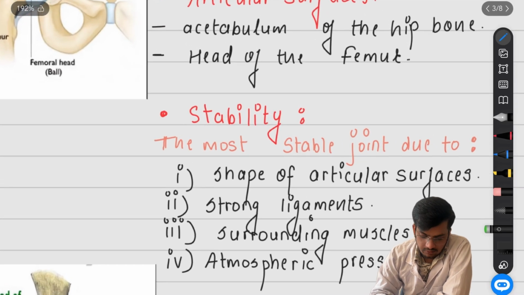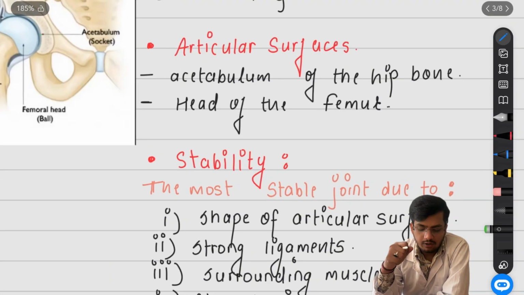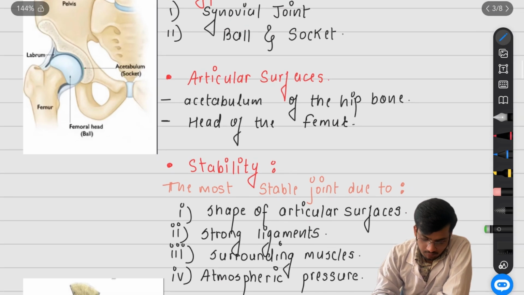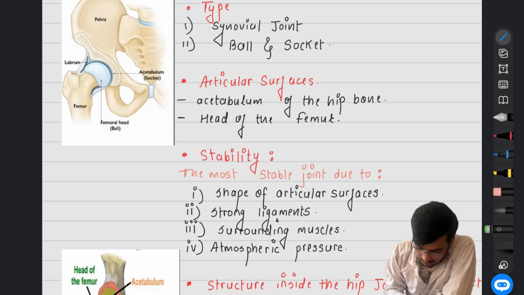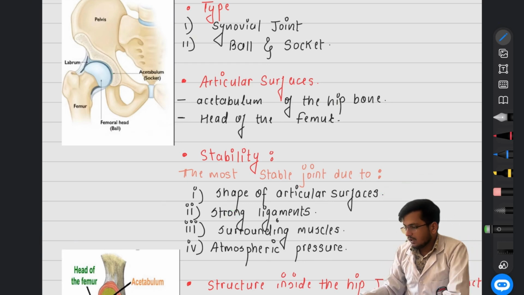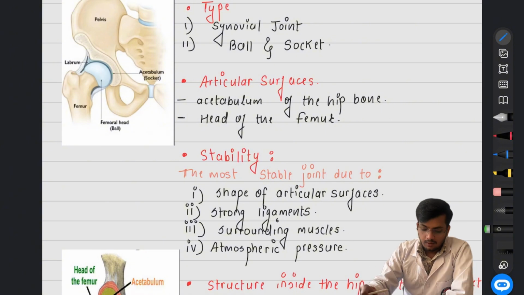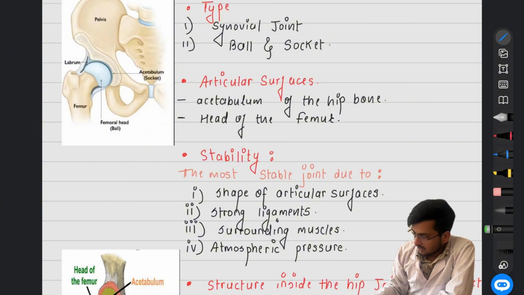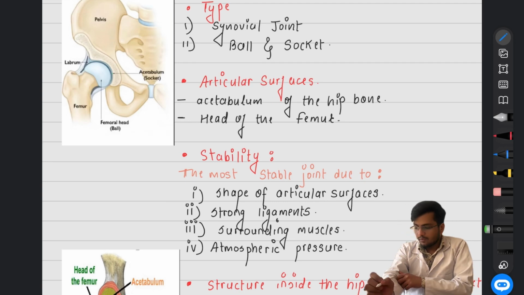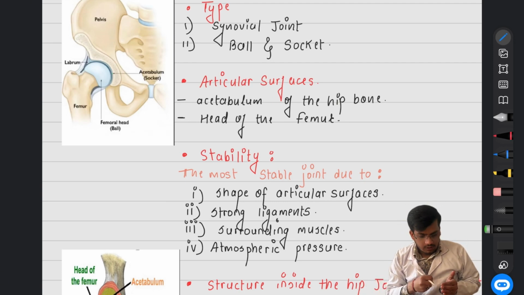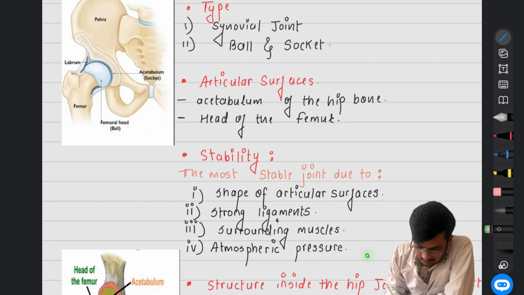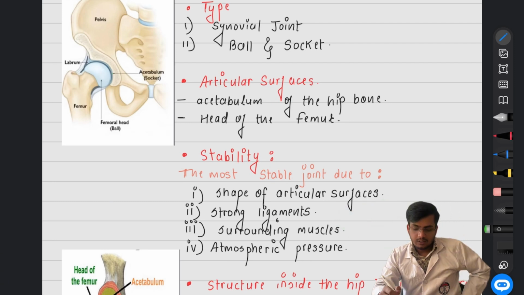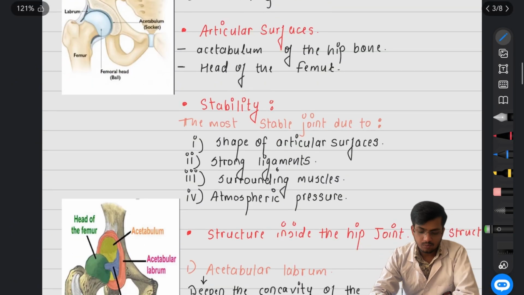Then we have the stability. Like the shoulder joint, the hip joint is also a very stable joint due to some features. First one, we have the shape of the articular surface: a deep acetabulum and a smaller head, so the head fits into the acetabulum. Next one, we have the strong ligaments. Then we have the surrounding muscles. Then we have the atmospheric pressure. These are the features that help in the stabilization of the hip joint.